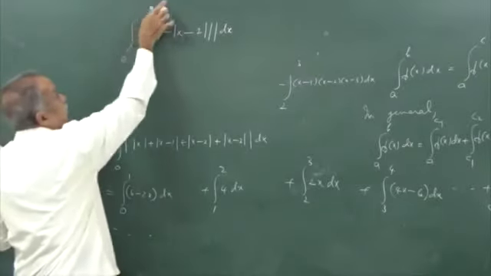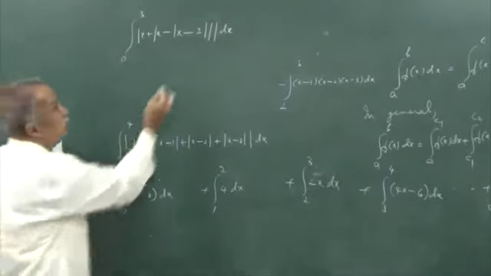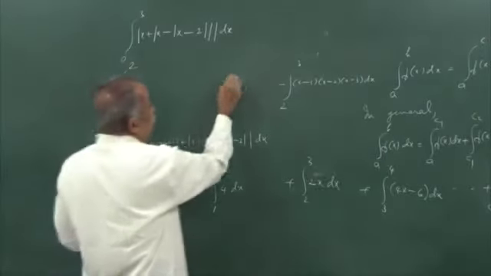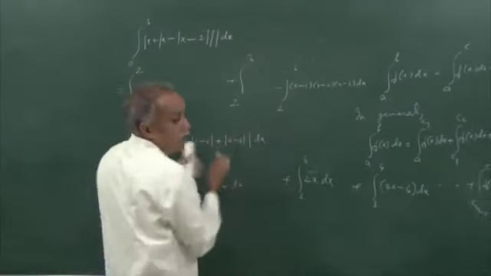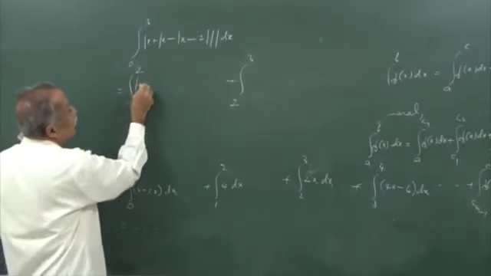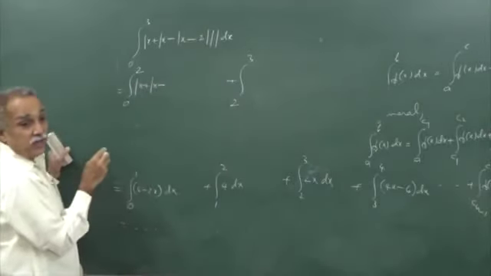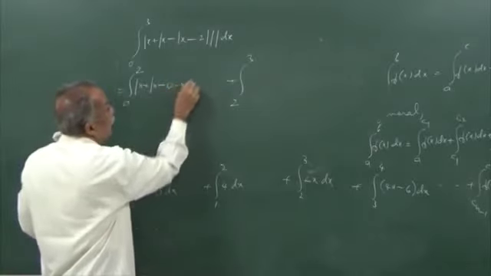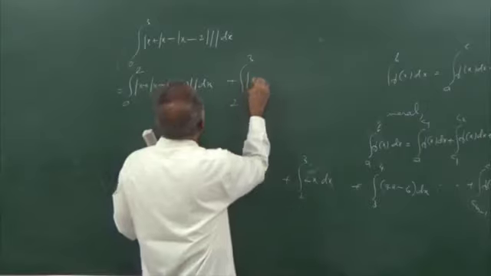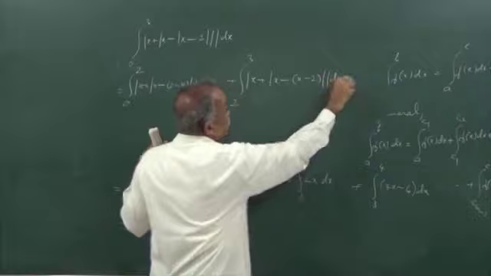Let me have the upper limit as 3. First we will remove the innermost modulus by breaking the interval of integration into two pieces, 0 to 2 and 2 to 3. In the interval 0 to 2, mod x minus 2 is 2 minus x. Agree? In the other interval, integrand is mod of x plus mod of x minus 2 dx.